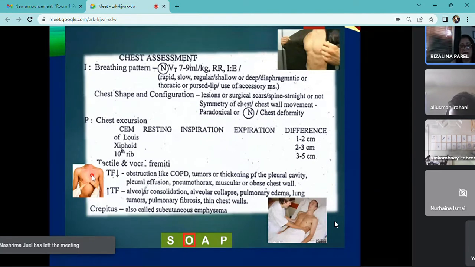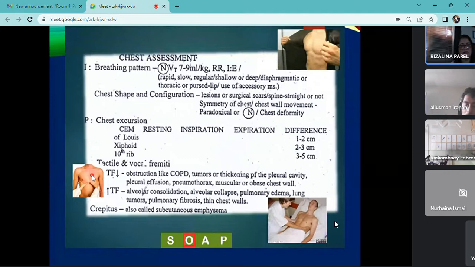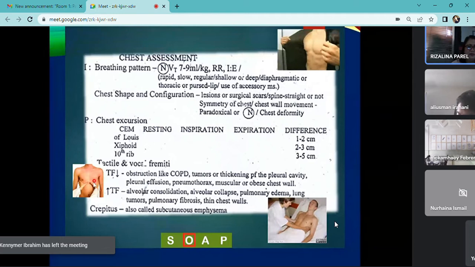Hindi mo pwedeng sabihin na decreased tactile fremitus lahat. Dapat may comparison lang because we will never know kung merong decreased tactile fremitus sa left lang lahat. Okay? Or, kasi isa-isa yan na chinecheck mo. Imposible na maging accurate ka dyan. Okay? You can only check it, test the upper, right and left. Okay? Middle, right and left. And lower, right and left. Kung saan may increase or decrease in tactile fremitus.